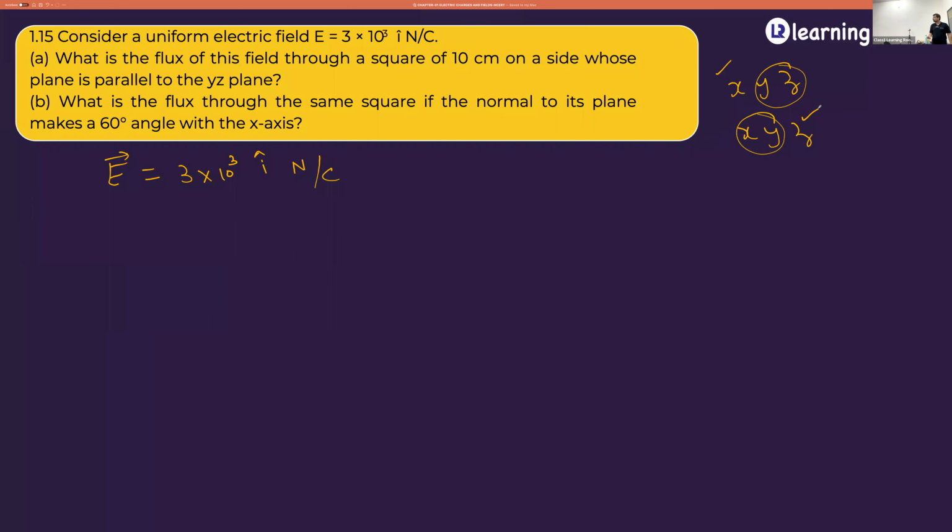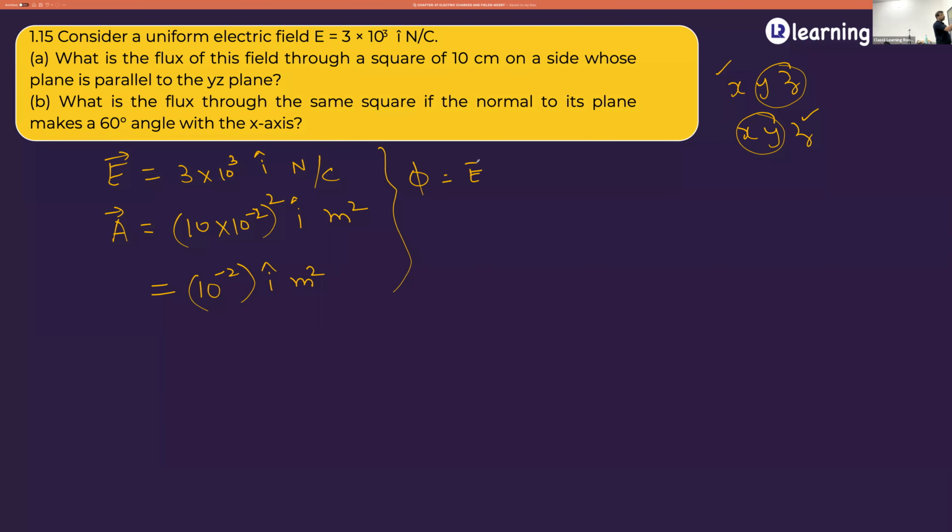So in this problem, what is happening? The area vector is going to be equal to, the side is 10 centimeter. Sorry, it is 10 into 10 power minus 2, the whole square, times i cap meter square. So it is going to be 10 power minus 2 times i cap meter square. So what is going to be the flux value?